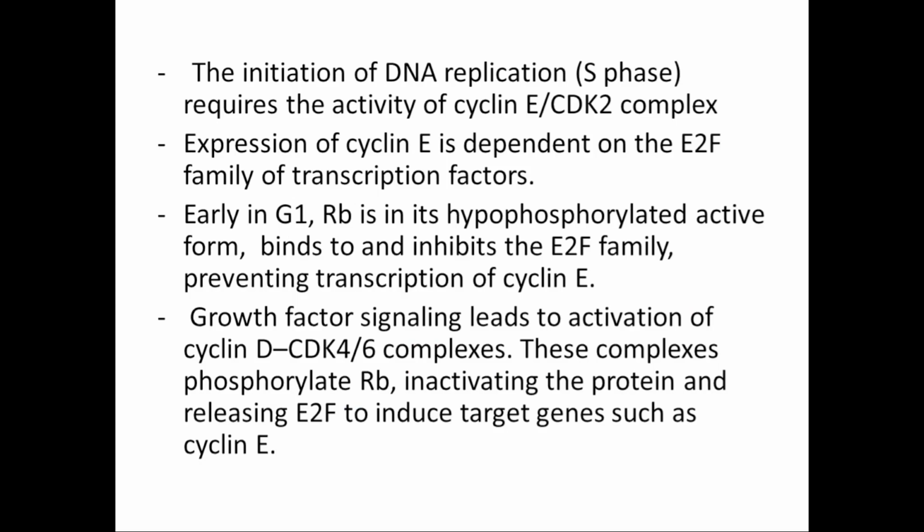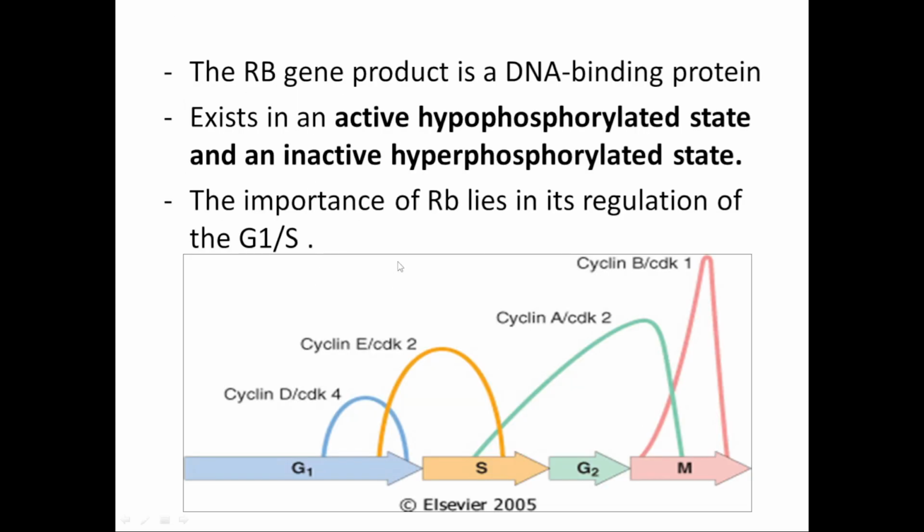Cyclin E and cyclin dependent kinase 2 complexes, and the E2F family. So when hypophosphorylated, RB becomes active. It binds to and inhibits the E2F family protein, preventing the transcription of cyclin E. Okay, so cyclin E and cyclin dependent kinase 2 are important in the progression from G1 to S-phase.